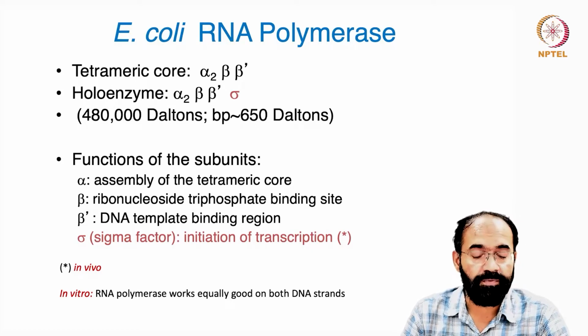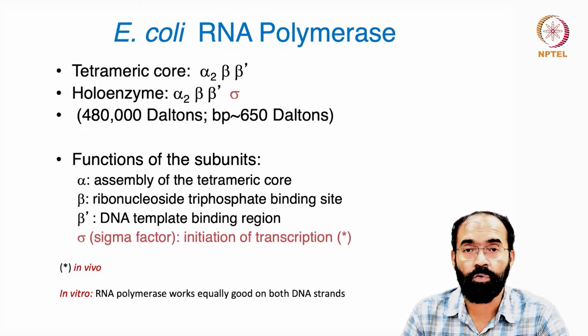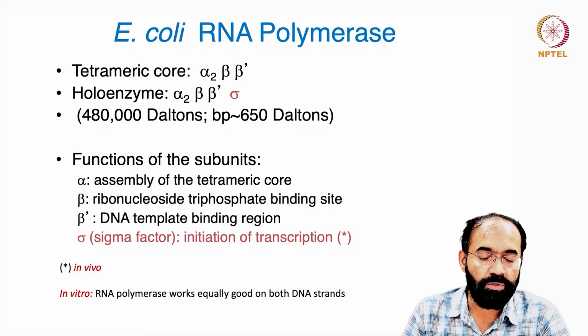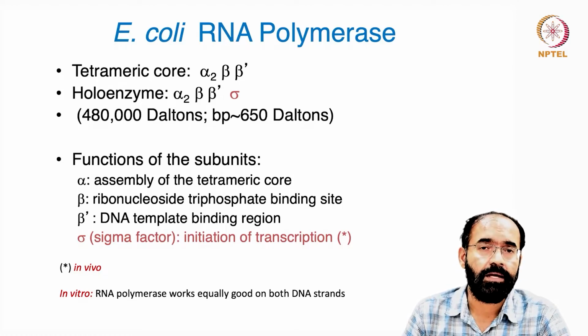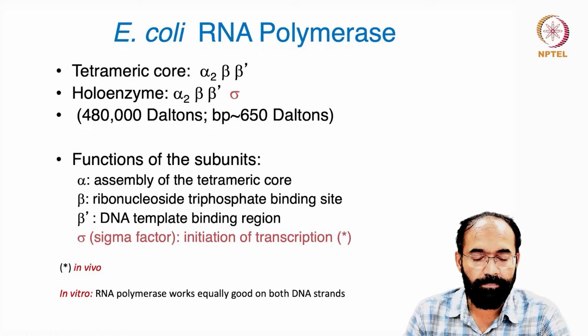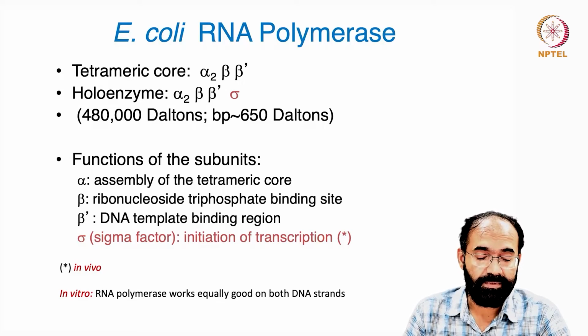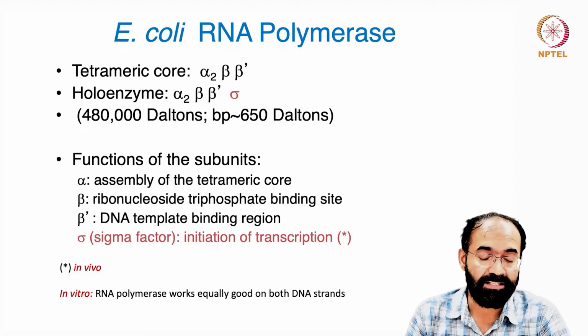And the functions of individual subunits. What is the function of the alpha subunit? It is the assembly of the tetrameric core. So it is an organizer of the enzyme. Beta, what will it do? Ribonucleoside triphosphate binding site. That means the beta subunit of the RNA polymerase enables the ribonucleoside triphosphate binding. And beta dash, which is related to beta but not exactly beta. Remember, we have two alpha units which are identical. So the beta dash allows the DNA template binding region. The sigma factor allows the recognition of the region on the DNA where the transcription has to take place.